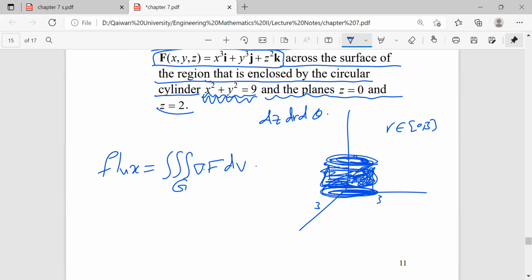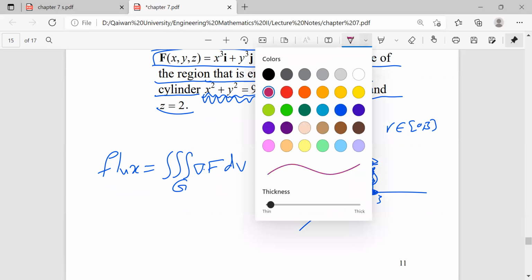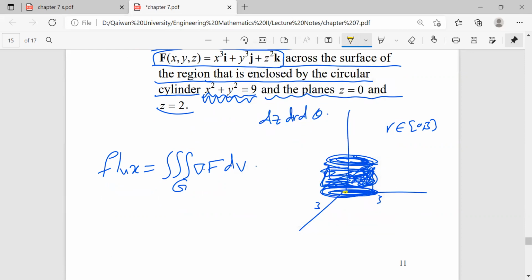As you see, let me use another color. This one from here to here is 3. This is r, and r is from 0 to 3. How about theta? As you see, it's rounded, so it's from 0 to 2 pi. It's one full round. So theta belongs to 0 to 2 pi.